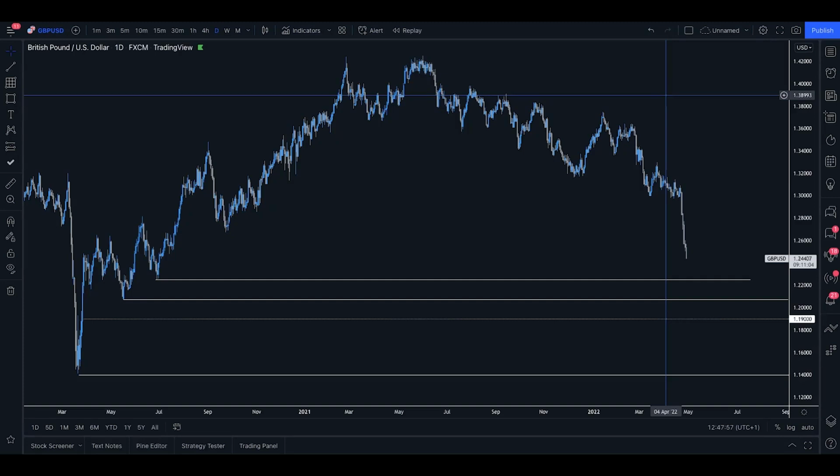Very simple stuff here on the pound, pretty much the direct opposite of the US dollar here. One of the key reasons the pound is falling so much is, well, first of all, we're on the brink of a recession over in the UK.